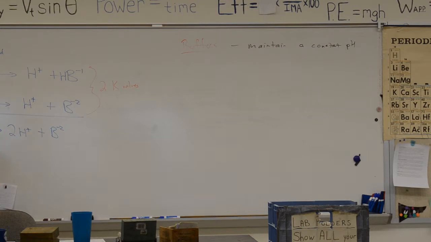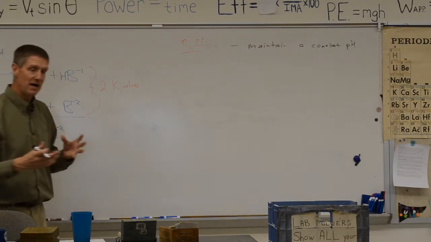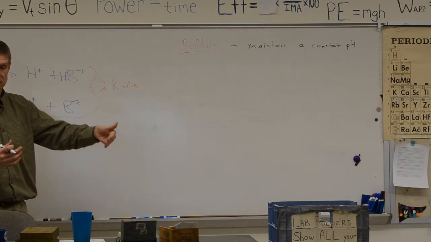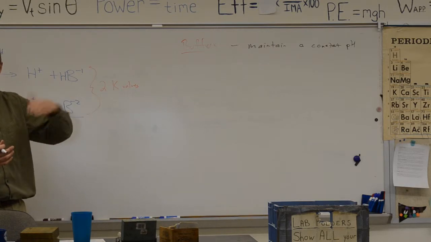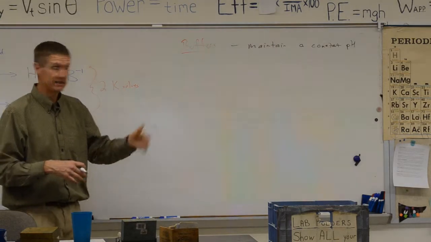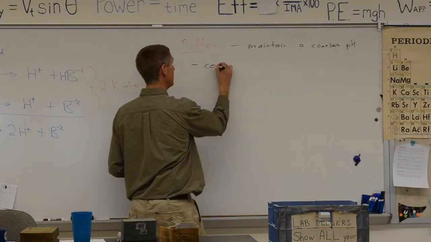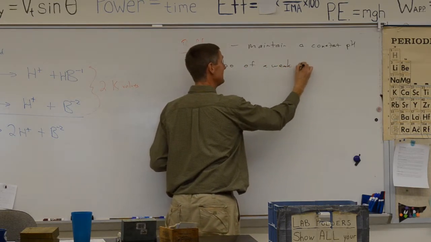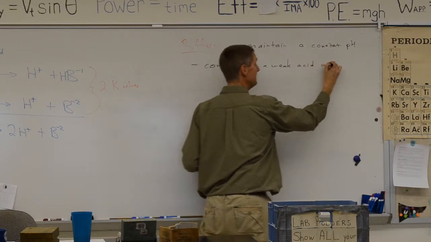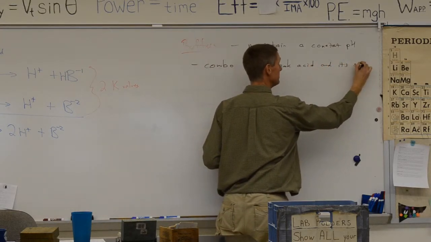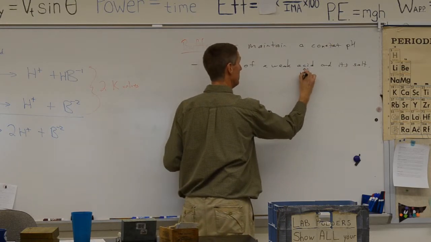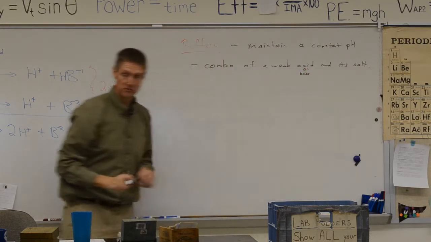Okay, so we make a buffer. How do we actually have that? How does that actually work? Well, a buffer is a combination of a weak acid and its salt. Or it could be a weak base and its salt. We're going to use an acid in our lab. Okay, so this is a combination of a weak acid and its salt. Okay? And I'll put a little note down here. Or base. We could use a base too.